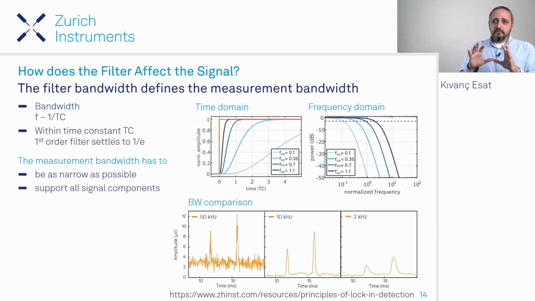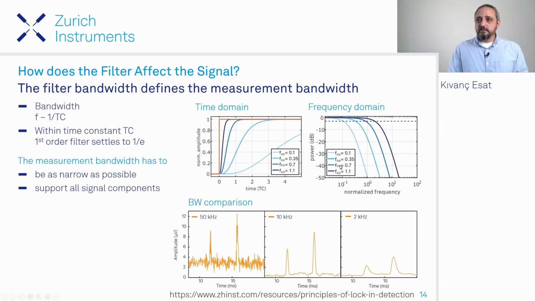So I'd like to focus a little bit now on the low-pass filter side, because this is a key element of lock-in detection. And the low-pass filter has various parameters to adjust. One is its bandwidth, here depicted by F. It is inversely proportional to the time constant. And here we see its time domain response and the frequency domain response.